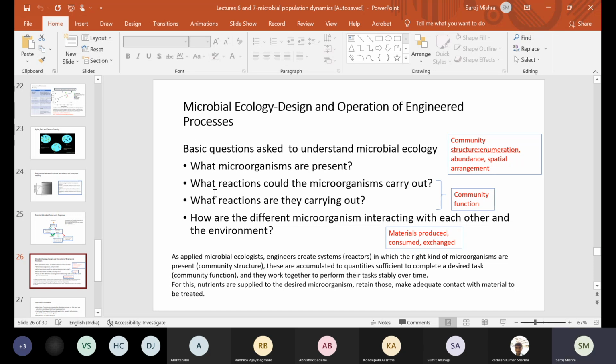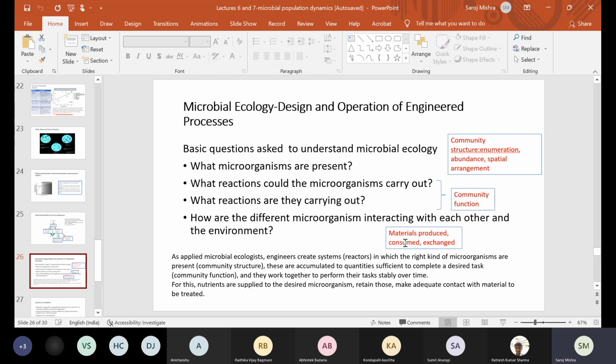Then you want to know what reactions the microorganisms could possibly carry out and what reactions they are actually carrying out. So what you are trying to study is the community function. How are the different microorganisms interacting with each other and the environment? In other words, you want to find out what kind of materials are produced by them, what they are consuming, and what materials they are exchanging between them.